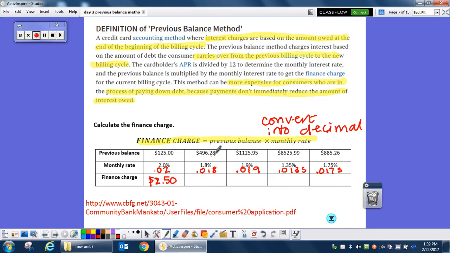Previous balance of $496.28 means you still owe that amount from your previous billing cycle, times 0.018 would be, they would charge you a fee of $8.93. So what I'm going to do is walk around and check your last three boxes because I think they should be pretty easy, especially if you already converted, and then we will move on.